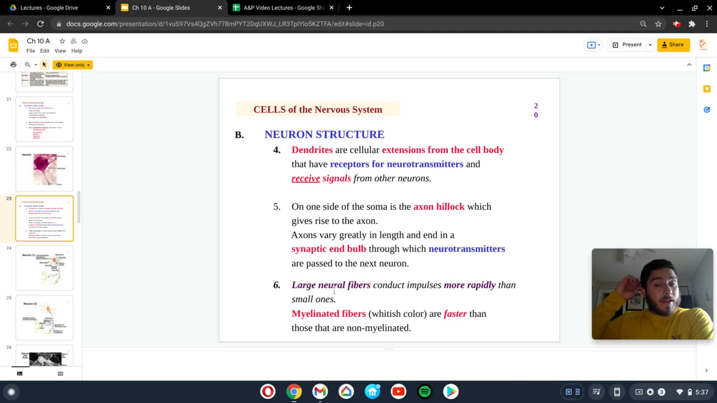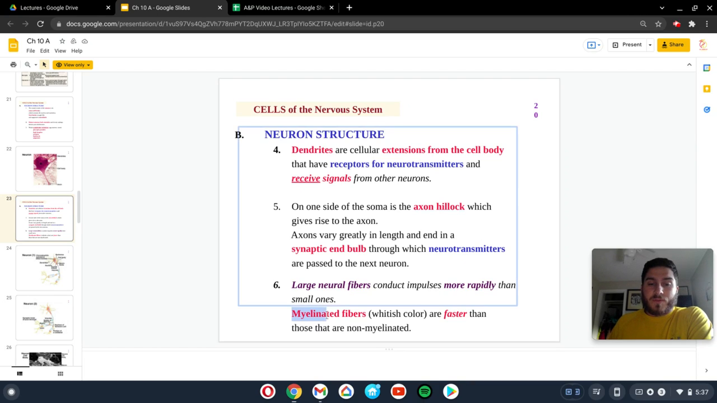Something else to keep in mind, the large neural fibers. If you have larger neural fibers, they are going to conduct impulses more rapidly than the smaller ones, and therefore they can be considered a little more powerful because of that more rapid conduction of impulses. Not only that, but there is a difference between myelinated and non-myelinated axons. Those that are myelinated, as we mentioned earlier, will be faster than those that are non-myelinated.